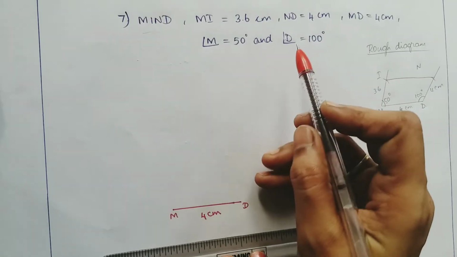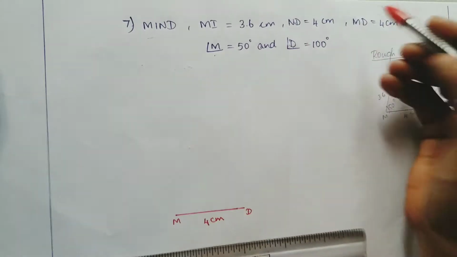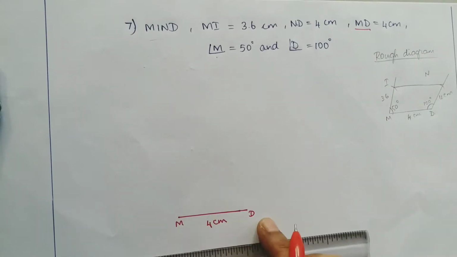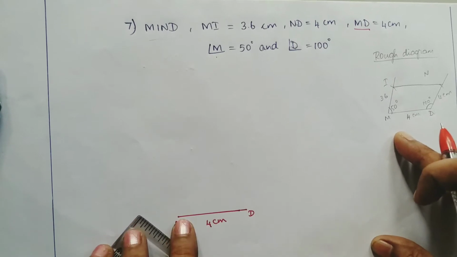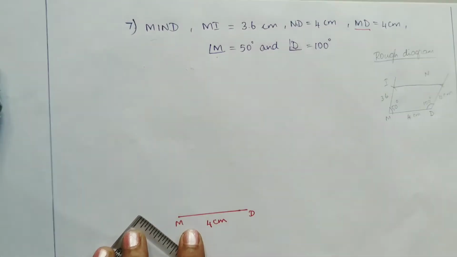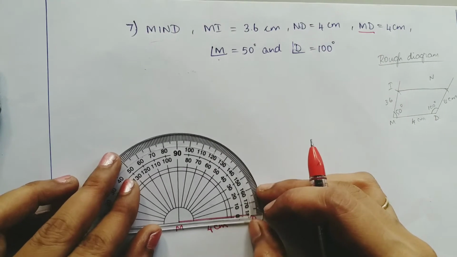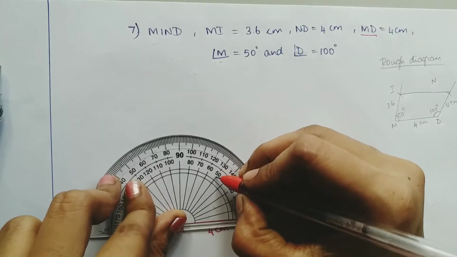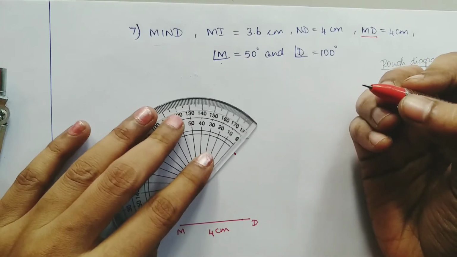Since two angles are given, we are going to consider this M and D to be the baseline. Okay, so I am going to draw this MD as a baseline, 4 centimeter. Okay, and then angle M is 50 degrees. Shall we draw 50 degrees? When the angle is lesser than 90, the mouth should be closed, right? So we are going to take this one as 50 degrees and then join the line.